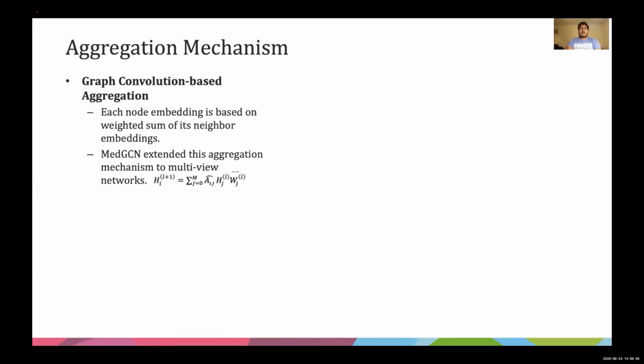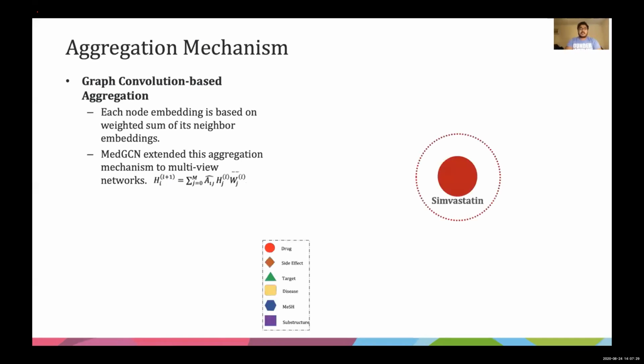The graph convolutional network proposed by Thomas Kipf and others performs localized first-order approximations of spectral graph convolutions, which is primarily proposed for single-view homogeneous networks. Here, each node embedding is based on a weighted sum of its neighbors' embeddings. MedGCN extended it for multi-view networks for the patient medicine recommendation problem. However, the quality of annotation varies across views, which can potentially affect the aggregation mechanism.